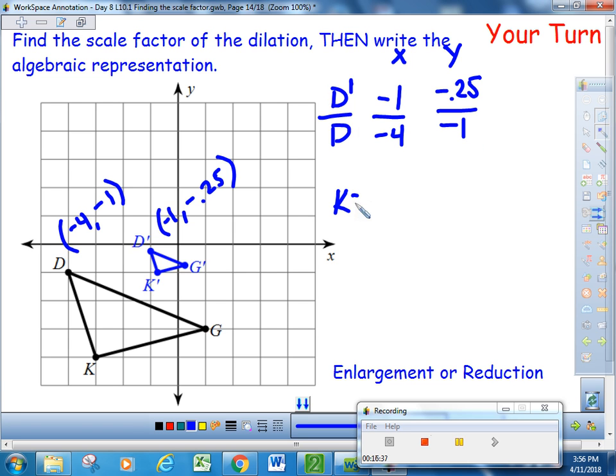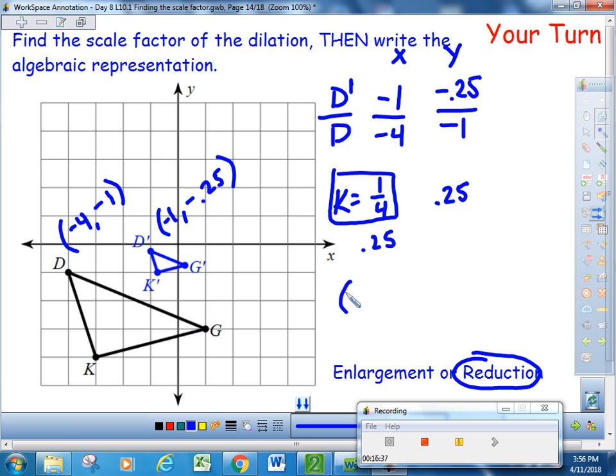So my K, a negative over a negative is a positive. 1/4 is 1/4, or 0.25. And then negative over negative is positive. 0.25 over 1 is 0.25. So this is my scale factor, 1/4 or 25/100. It's between 0 and 1, so it's a reduction.